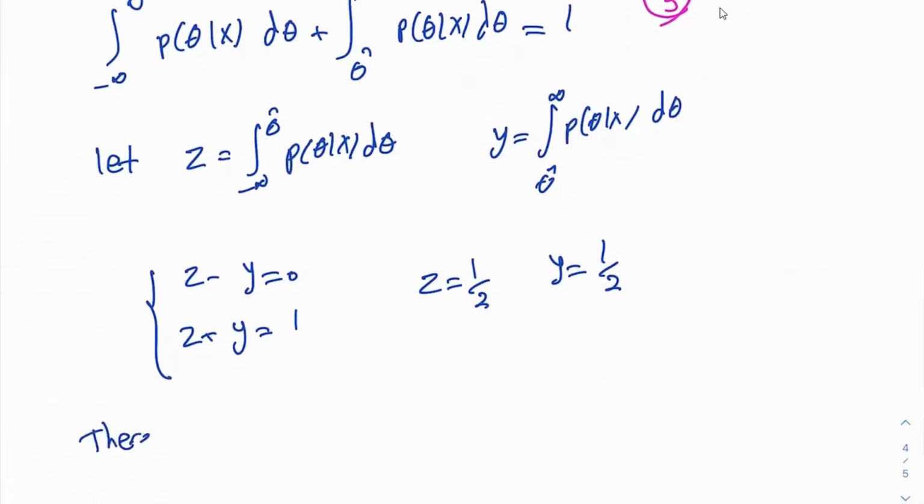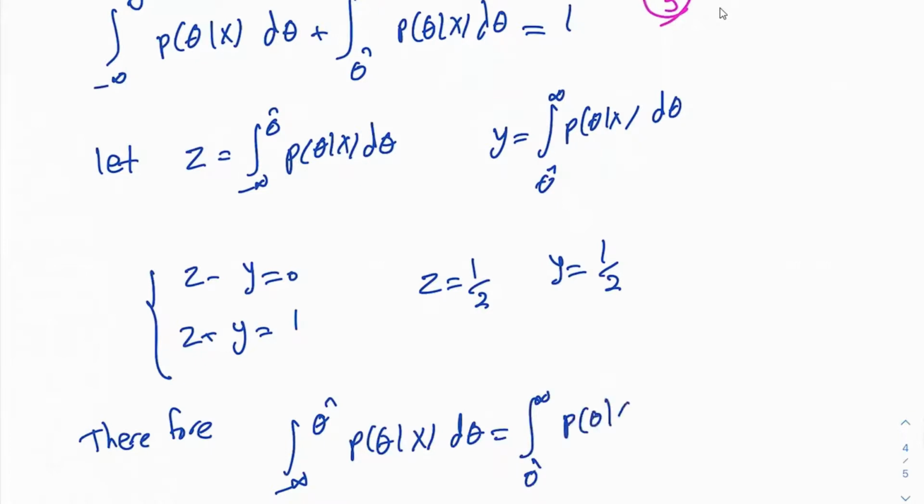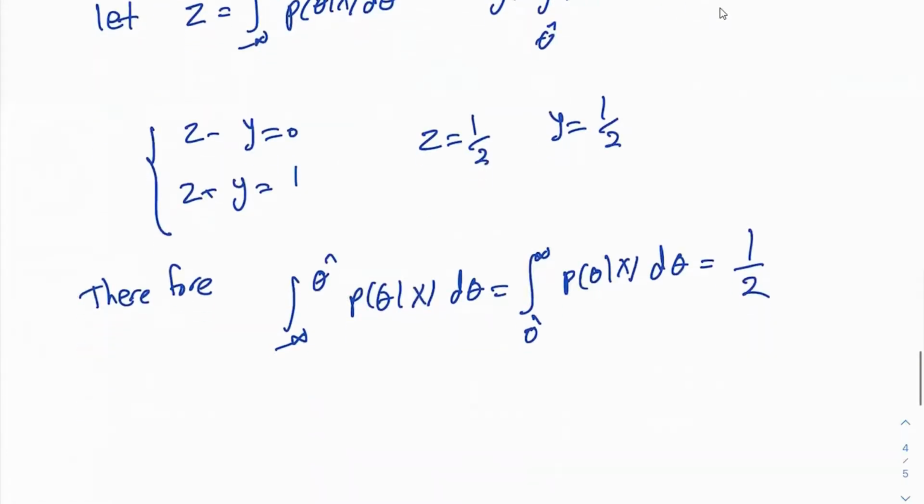Therefore, we know the integral from negative infinity to theta hat of p of theta given x d theta is equal to the integral from theta hat to infinity of p of theta given x d theta, which is equal to 1/2. Great, we get this expression. But what does it mean? The interpretation, after all, is the most important thing. So up to now, we worked out the math. We know what we are doing exactly. We know the cost function. We know our math is correct, but what's the interpretation?